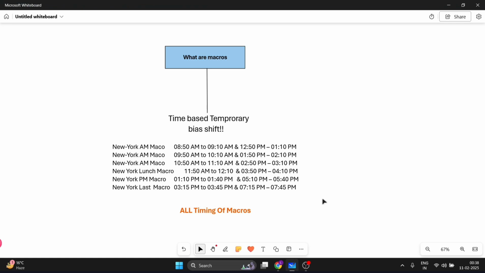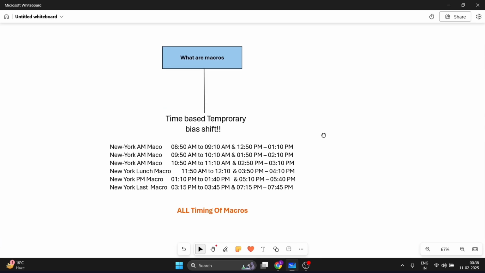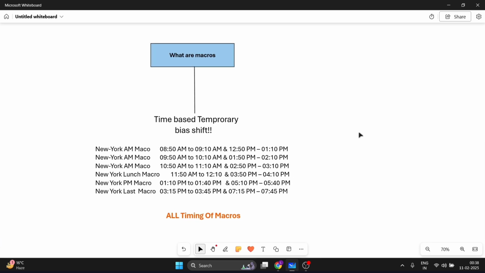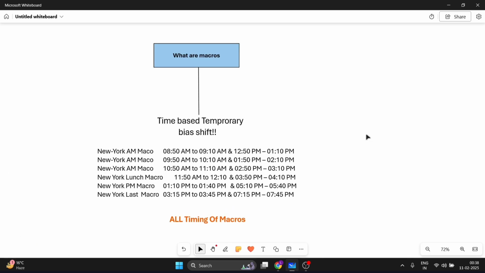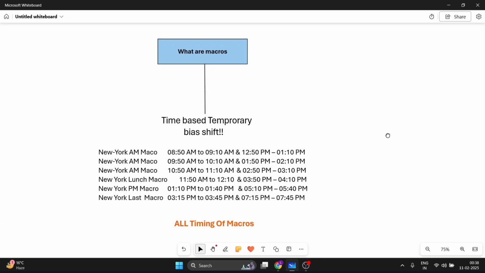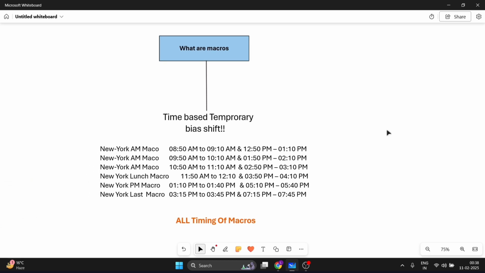So, I just told you what macros are. Now, here are all the times when macros occur. I only recommend trading the New York macro because of its high volatility and overlap with the London session. It's not necessary to trade every macro. Study each one, find your edge, and improve your vision. ICT concepts work when you put in the work. That's all I can say. You have to work hard to become better, got it?